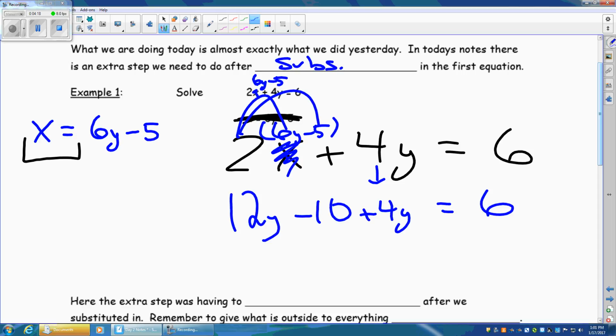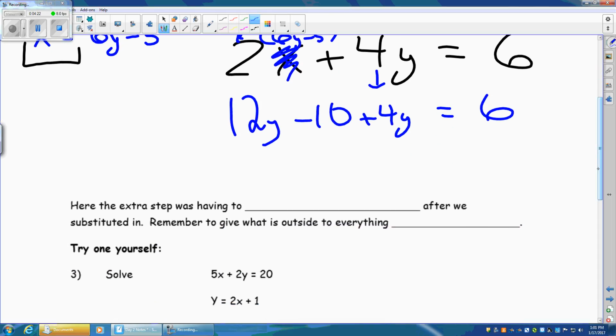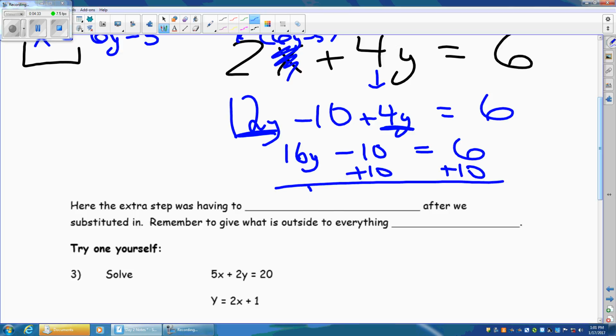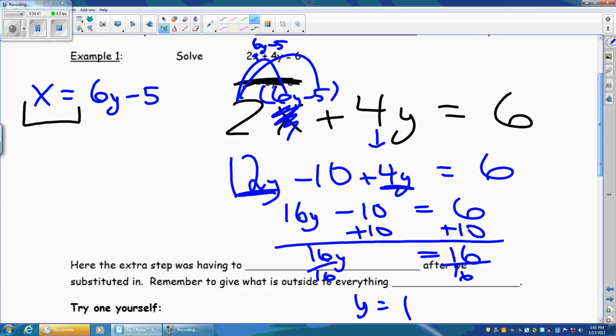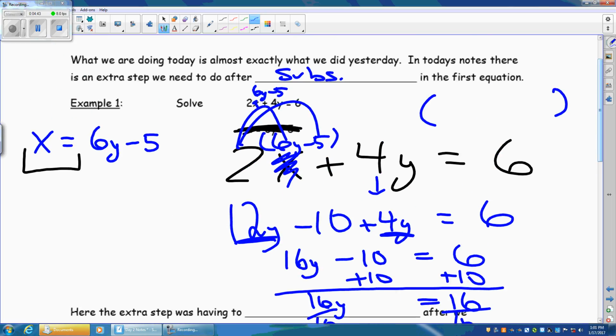So really all this is now, I guess it's not a two-step equation yet, but it will be after I combine these 4y's and 12y's. And I end up getting 16y minus 10 is 6. Add 10 on both sides, and I end up getting 16y is 16. Divide both sides by 16, and I end up getting y is 1. So now when I make my coordinate, where does that need to go? Is that the first spot or the second spot? Hopefully you know that's the second spot.